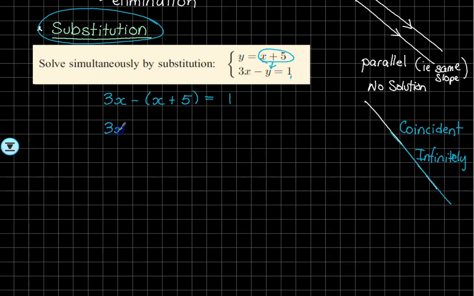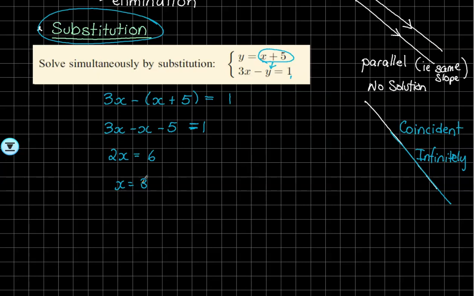3x, take x, take 5, equals 1. Continue. What is 3x take x? 2x. Get rid of my take 5. Plus 5. And therefore x equals 3. You're not done. I know, I've got so many things going on. x equals 3. Now, we're not done because remember, what did we want?